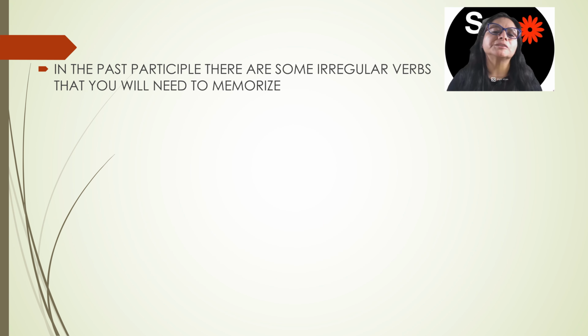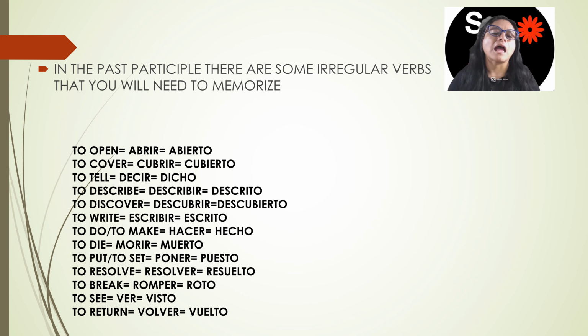In the past participle, there are some irregular verbs that you will need to memorize. Abrir, abierto; cubrir, cubierto; decir, dicho; describir, descrito; descubrir, descubierto; escribir, escrito; hacer, hecho; morir, muerto; poner, puesto; resolver, resuelto; romper, roto; ver, visto; y volver, vuelto.